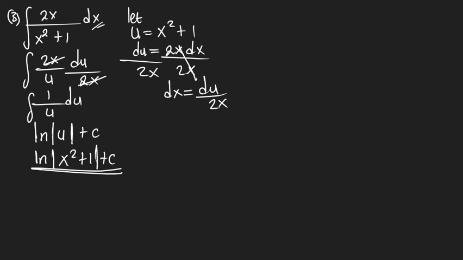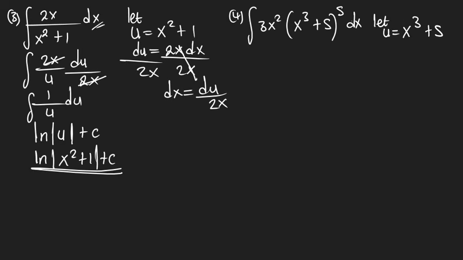Okay, so let's check out this. This is going to be question 4. You have the integral of 3x to the 2, open bracket, x to the 3 plus 5, close bracket, all to the power 5, dx. So equate whatever is in the brackets, do the reverse of chain rule. So you let u equal x to the 3 plus 5, du is equal to 3x to the 2 dx.